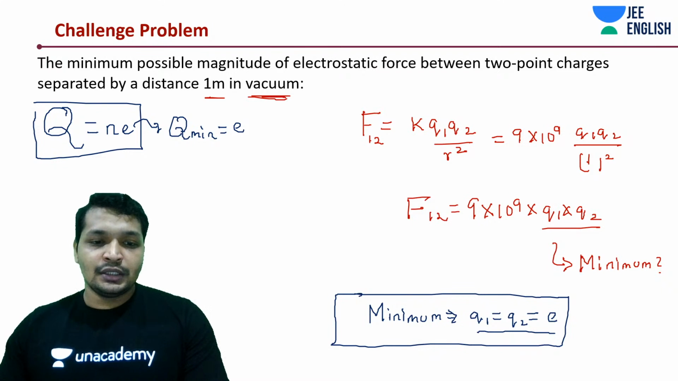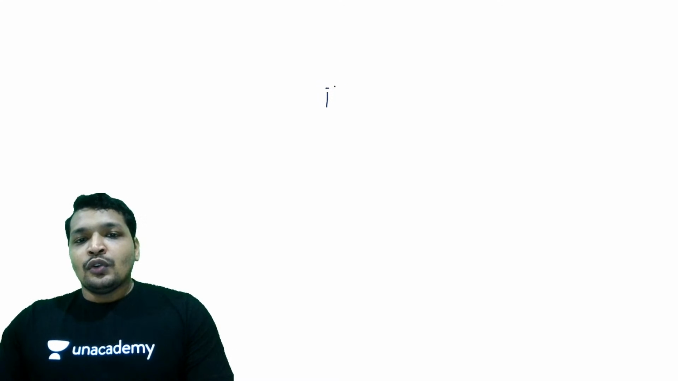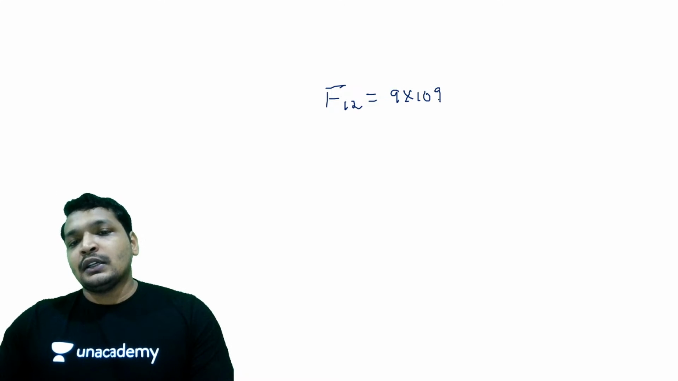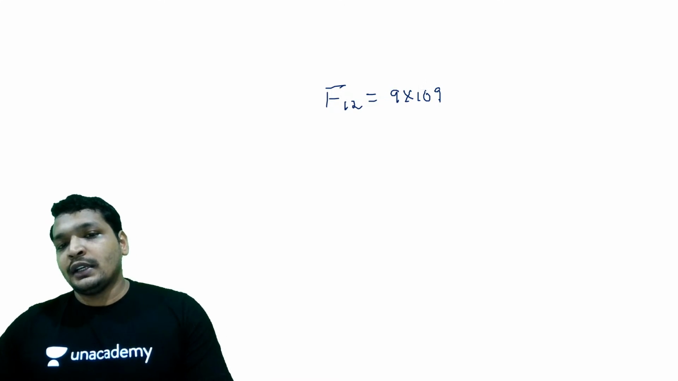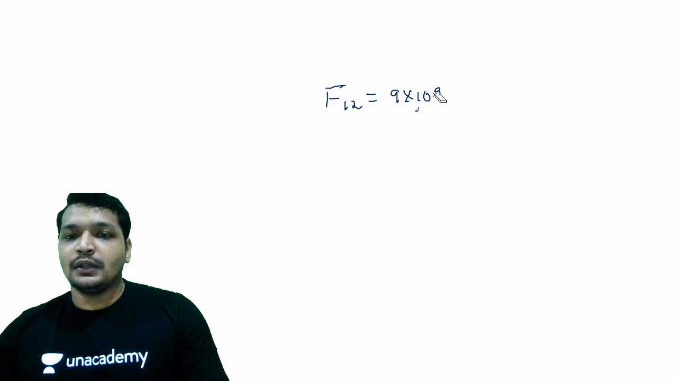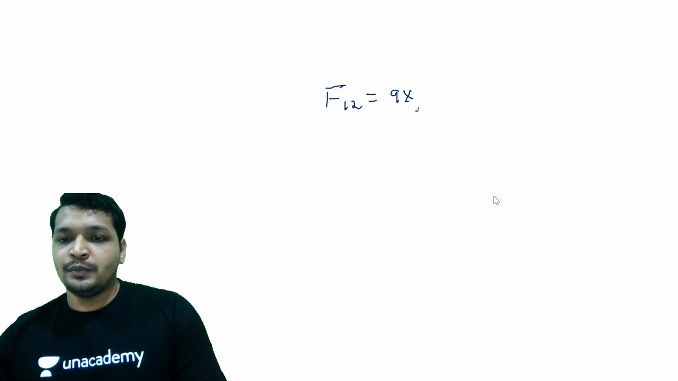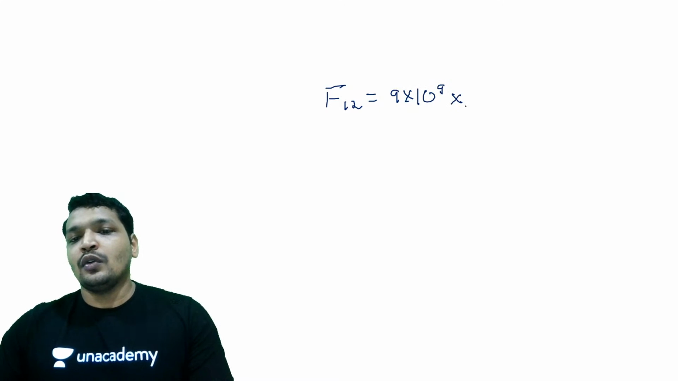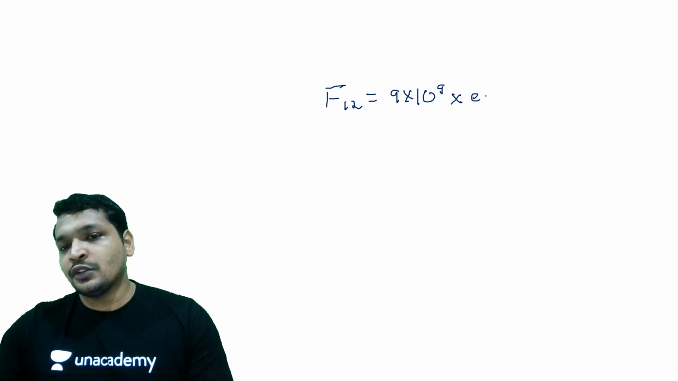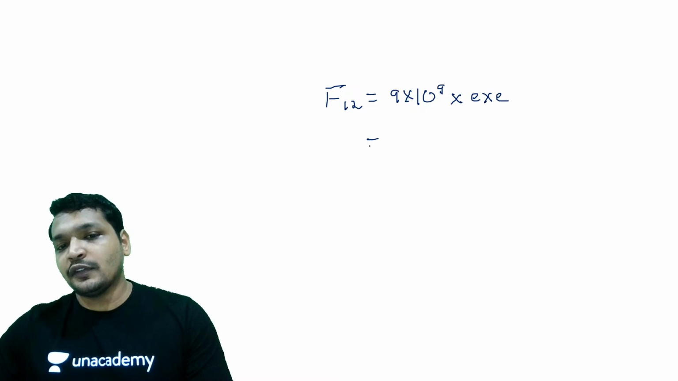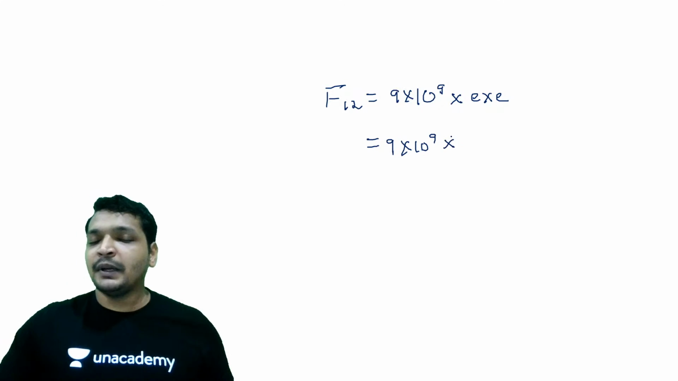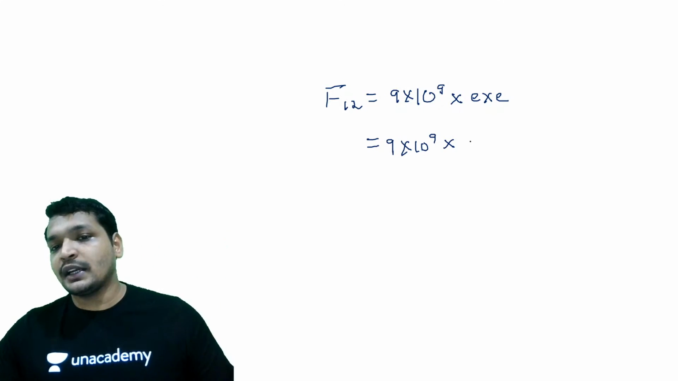I'll take a plain page. So we understood it should be 9 into 10 to the power 9. Since 1 meter is in the denominator, that will be 1 square, so not writing it down. It should be 9 into 10 to the power 9, now into e and e. What is the value of e? Minimum charge can be only e. It cannot be e by 2, e by 3 or 2e. Again, that will be greater than e.